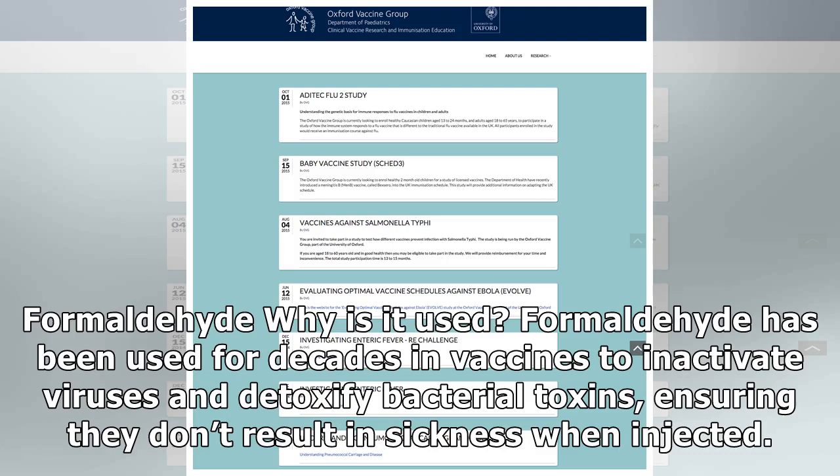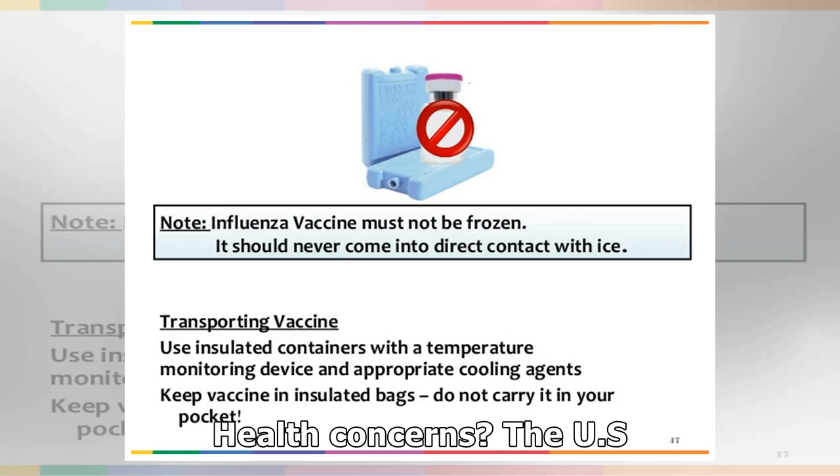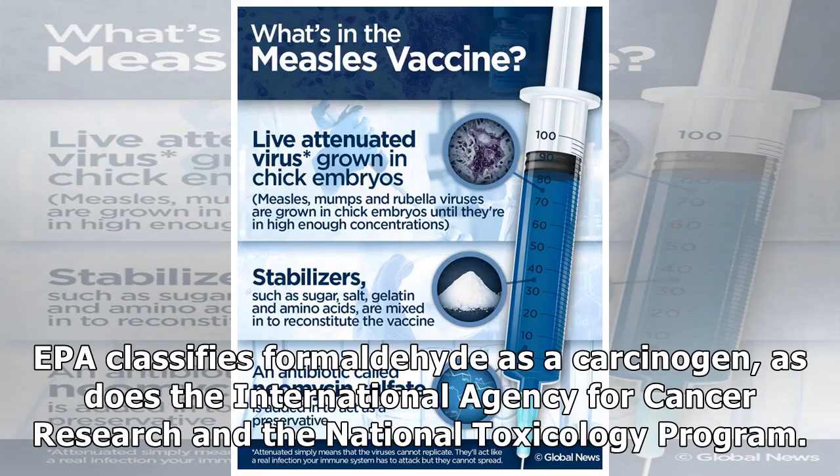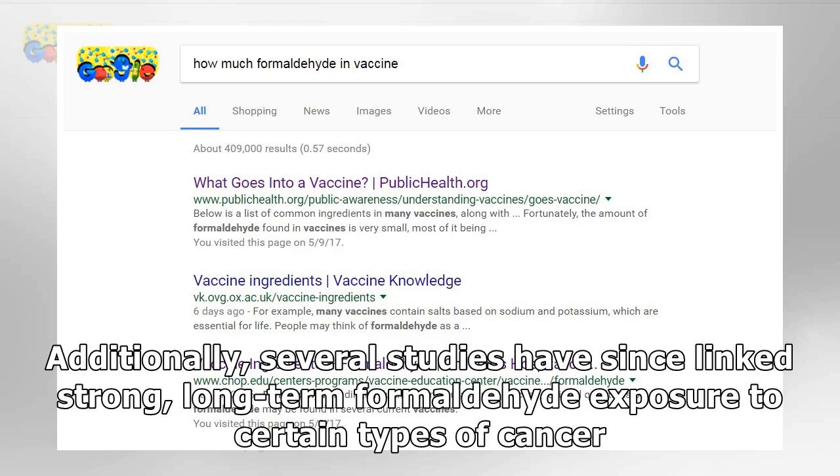Formaldehyde. Why is it used? Formaldehyde has been used for decades in vaccines to inactivate viruses and detoxify bacterial toxins, ensuring they don't result in sickness when injected. Health concerns. The U.S. EPA classifies formaldehyde as a carcinogen, as does the International Agency for Research on Cancer and the National Toxicology Program. Additionally, several studies have since linked strong, long-term formaldehyde exposure to certain types of cancer.